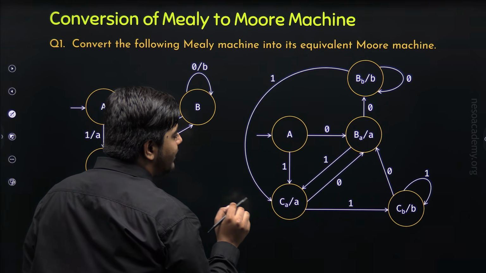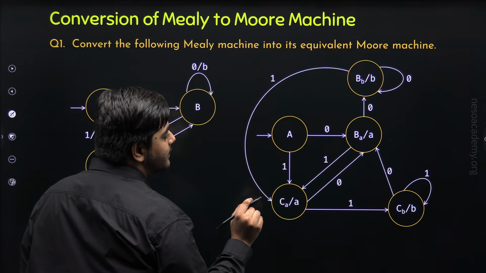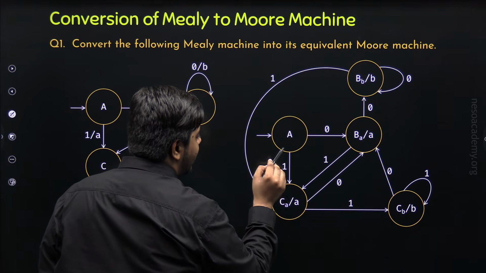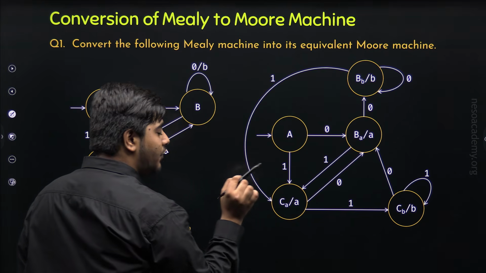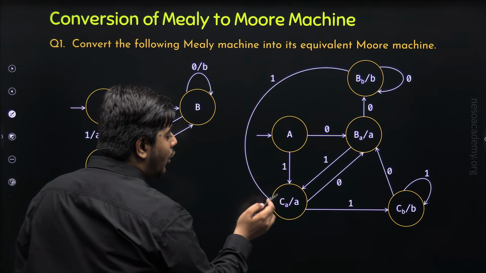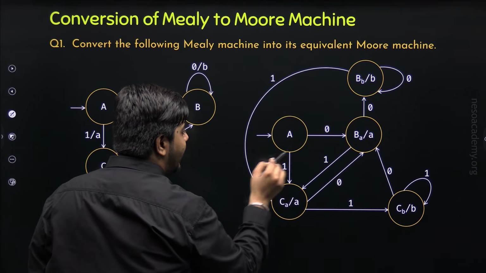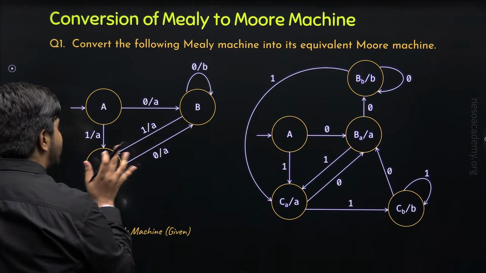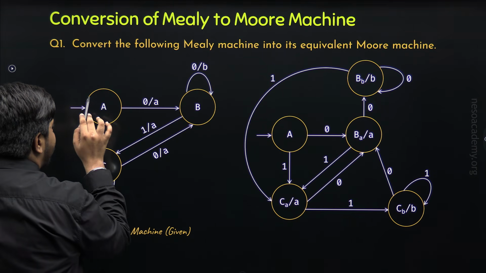Now is this Moore machine complete? No. Still one more issue is left. As you can see, this is the initial state of the Moore machine, and this is not associated with any output symbol. In case of Moore machine, every state should be associated with an output symbol. All the states are associated with an output symbol, but the state A is not associated with any output symbol. Why? Because our original Mealy machine does not have any incoming edge towards A.